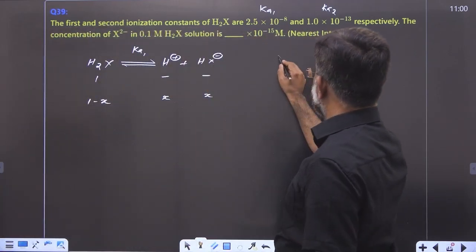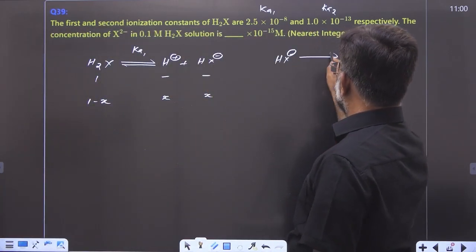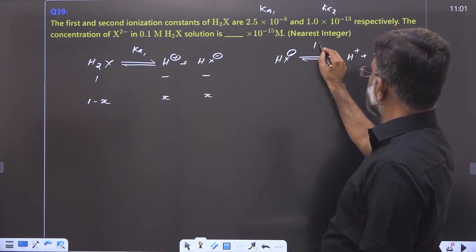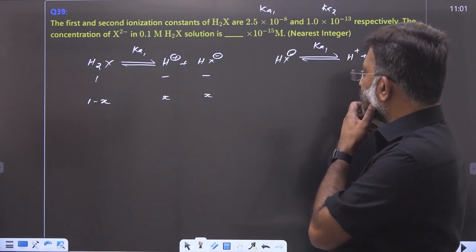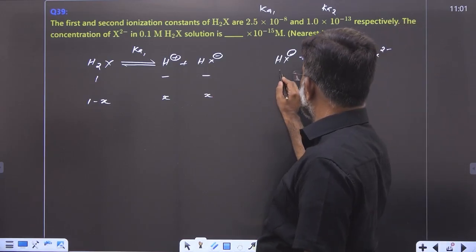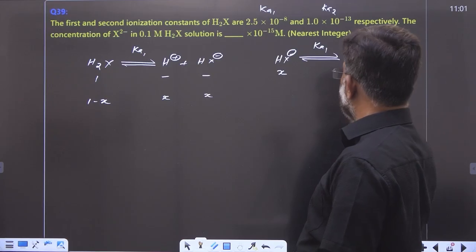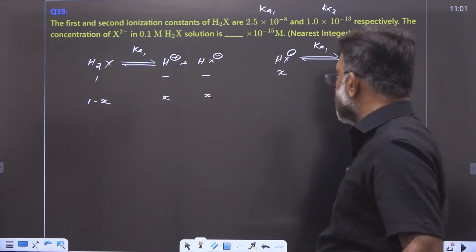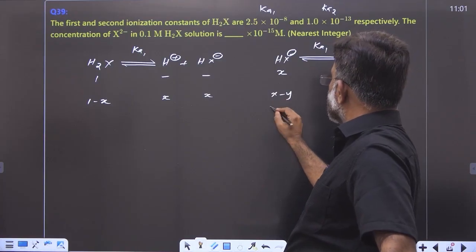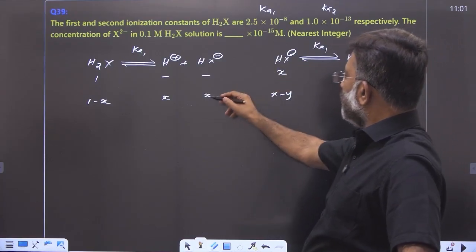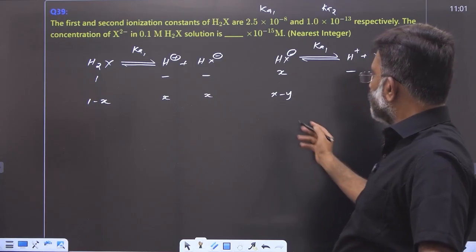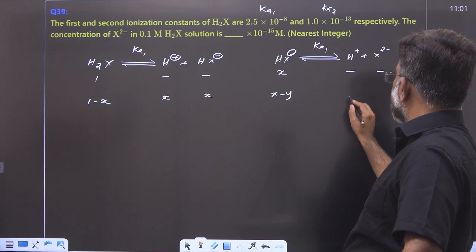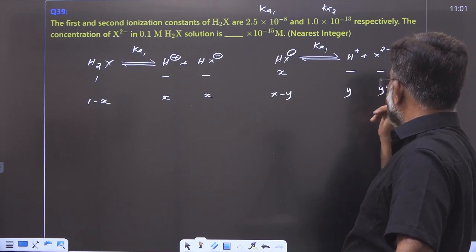Now the next dissociation, HX minus, will give you H plus plus X2 minus. That is the second ionization, where the starting quantity of X2 minus is 0. Now imagine the degree of dissociation is y, then this will be x minus y, from the x quantity here, and 0, 0 at the start. At equilibrium, let the dissociation be y, so x minus y, here it will be y, and here it will be y.